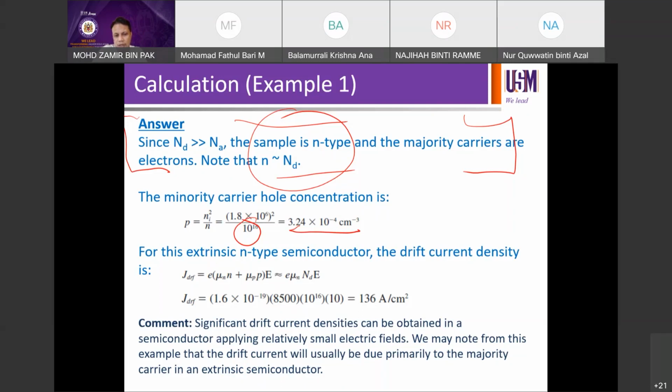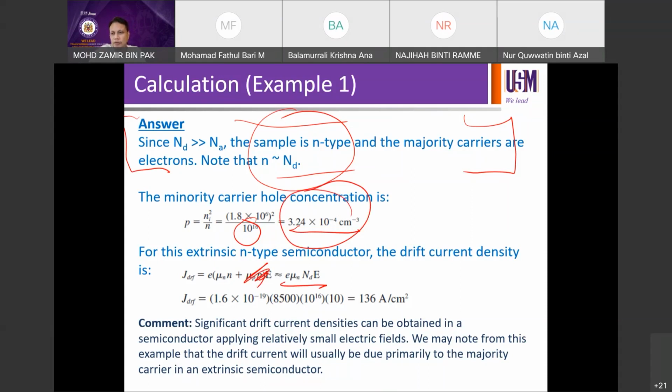J drift equals J drift of electrons plus J drift of holes. Remember the two components? You start off with both, but since your hole concentration is very, very small, due to being the minority carrier concentration, you can approximate your J drift to be effectively equal to the contribution by just electrons. So you can just forget this whole component because your P is very, very small.